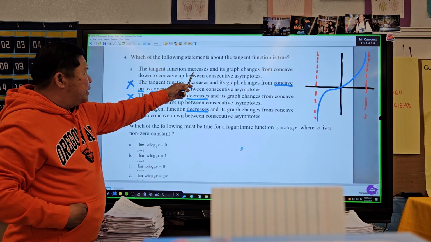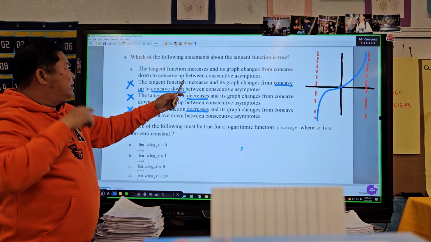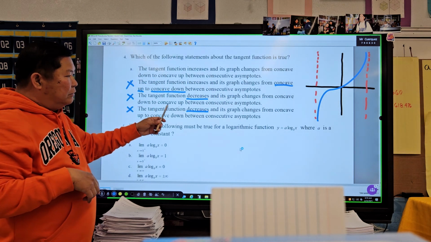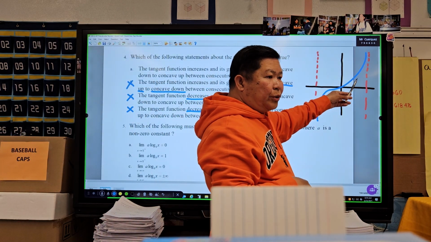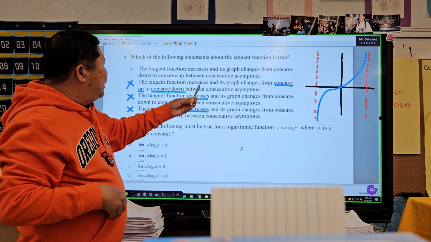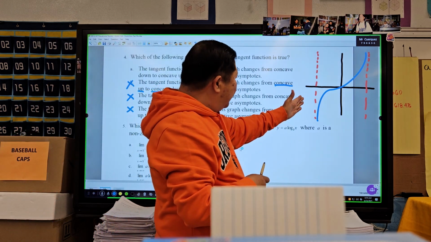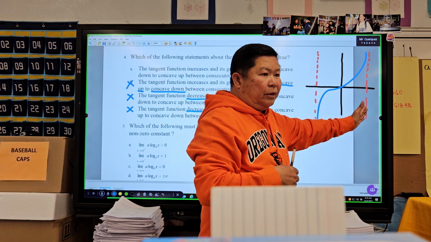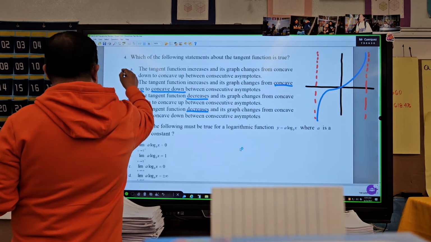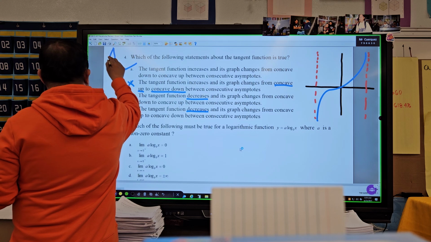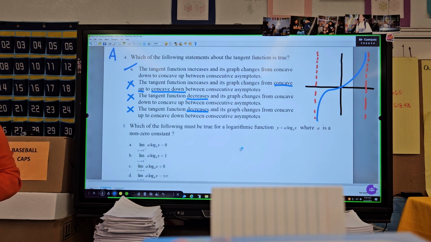Therefore, letter A is the right answer. The tangent function increases. Is it increasing? Yes. And its graph changes from concave down to concave up between consecutive asymptotes. These are the consecutive asymptotes, the red color. Okay? So letter A is the right answer. Any questions, guys? This one does not require mathematical solutions, we just analyze, okay? Any questions for number 4?